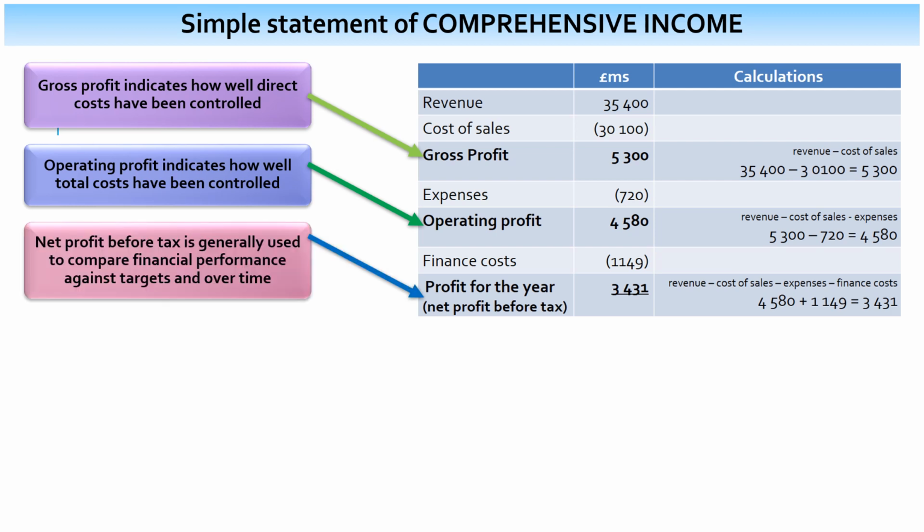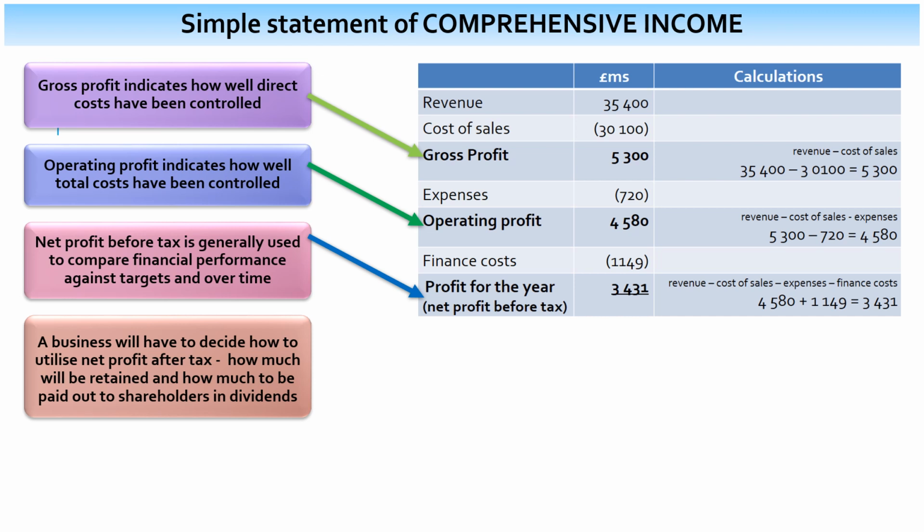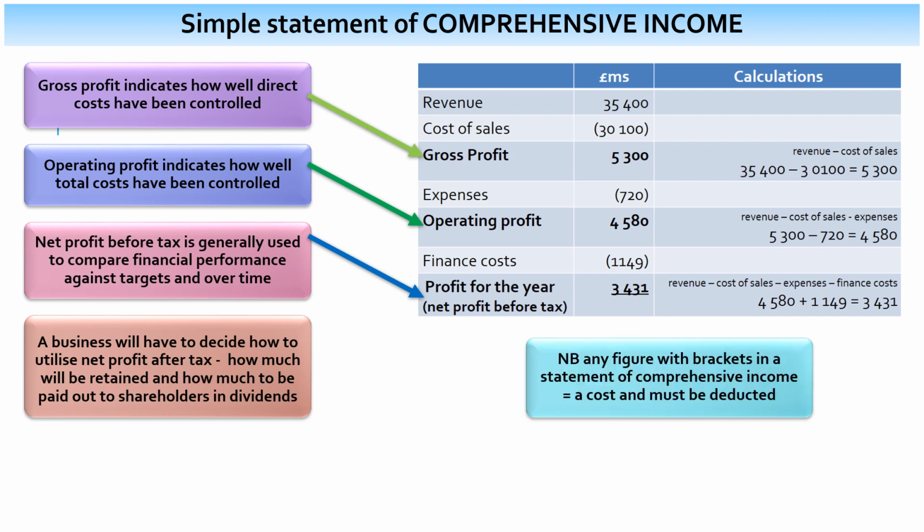Net profit before tax is normally the one we use to compare against any profit targets or objectives that the business might have, and we would compare this over time. A business then has to decide how it will utilize the net profit after tax, how much will be retained, how much will be paid out to shareholders in dividends. A reminder here that any figures with brackets indicate a cost that must be deducted to get to the next level.